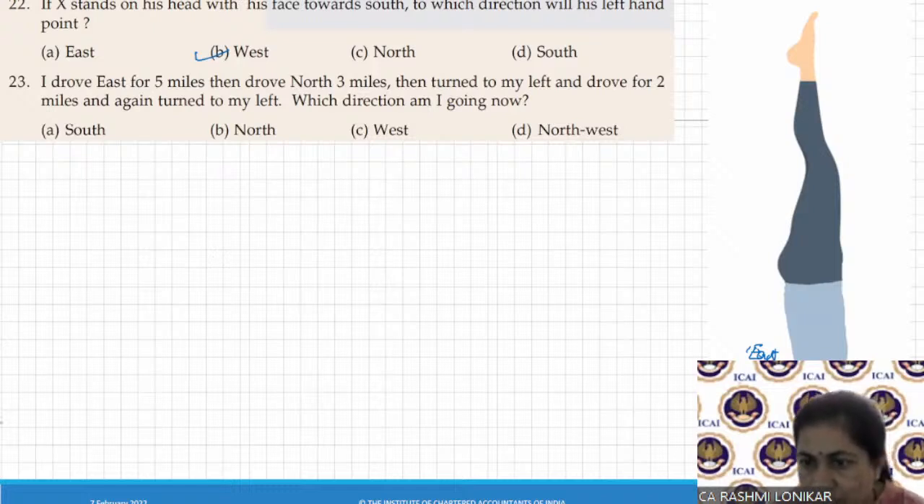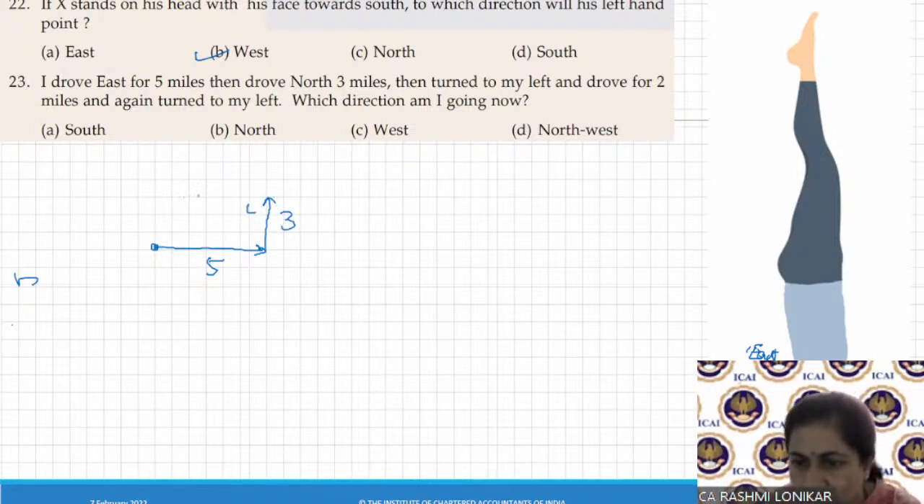I drove east 5 miles. Then drove north 3 miles. This is my north, 3 miles. Then turned to my left. So now this is again left and right. So then turned to my left and drove 2 miles. Okay. So 2 miles to the left.